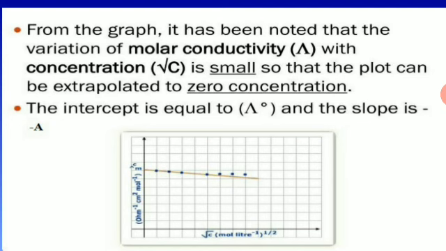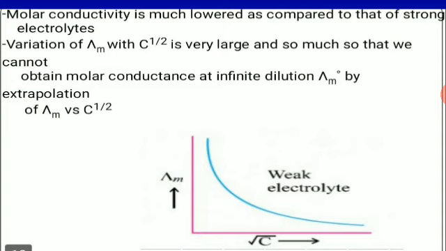From a graph, it has been noticed that the variation of molar conductivity with concentration is very small for a strong electrolyte, and if we extrapolate the graph to zero concentration, that value is known as limiting molar conductance or infinite dilution molar conductance. But for a weak electrolyte, the molar conductivity is much lower as compared to that of a strong electrolyte, and the variation is very large, so that we cannot obtain molar conductance at infinite dilution by extrapolation.